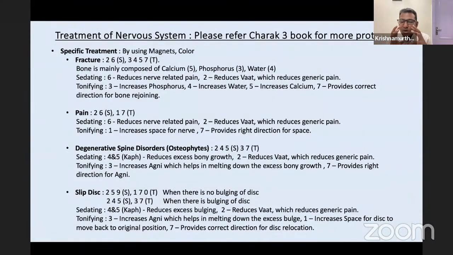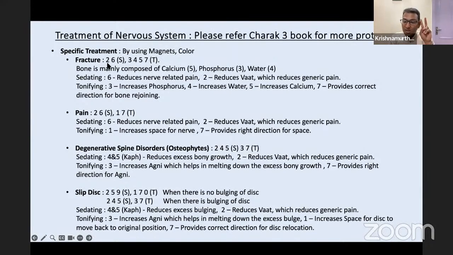So when the bone is broken, what should I do to the raw material? I have to increase all the raw material so that the bone gets joined, right? So that is why I am doing 3, 4, 5 tone, and it should join in the right direction. So I am tonifying the Disha, direction. For understanding, whenever there is a fracture in the bone, I will use this protocol, 2-6 sedate.